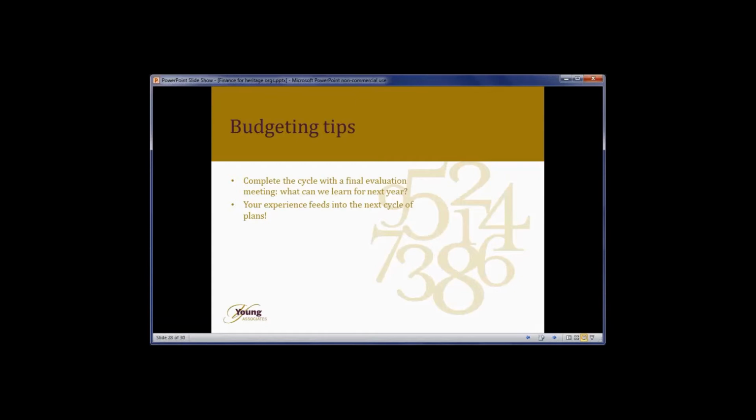Now, you would complete your financial cycle with a final evaluation meeting. So this would be the last hurrah of the process of comparing budgets and actuals. What can we learn from our evaluation of this year that we can take forward into the next year? So hopefully what I said tonight will give you some assistance with thinking about your financial system in a way that helps your organization build experience that feeds into your success.